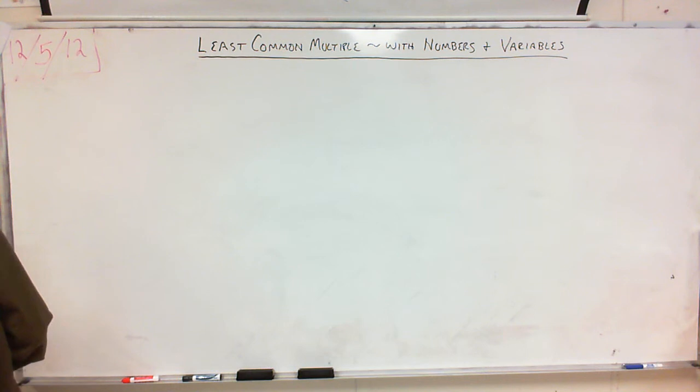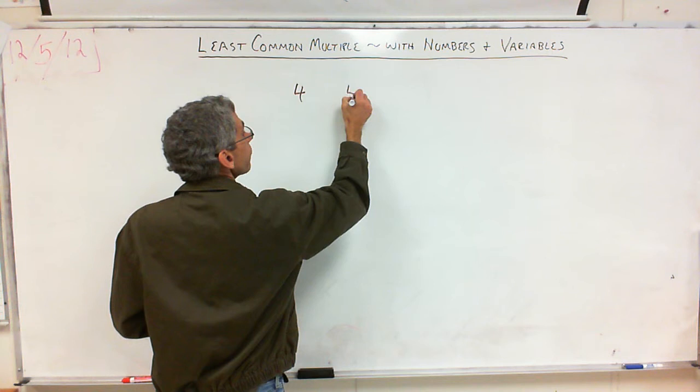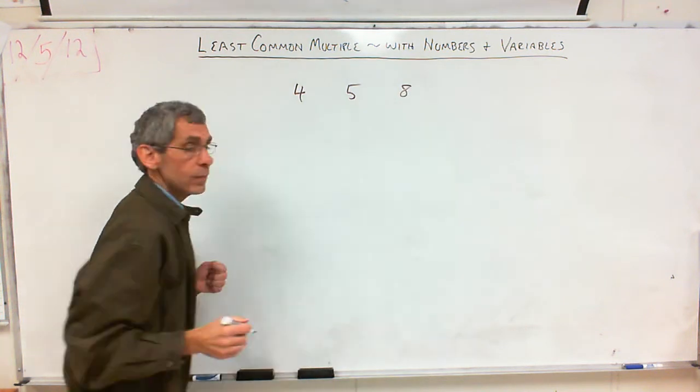Okay, I don't want to do a big one. Let's do a simple one. Let's do that other one: 4, 5, and 8. We know the answer to that one, right? 4, 5, and 8. 40.